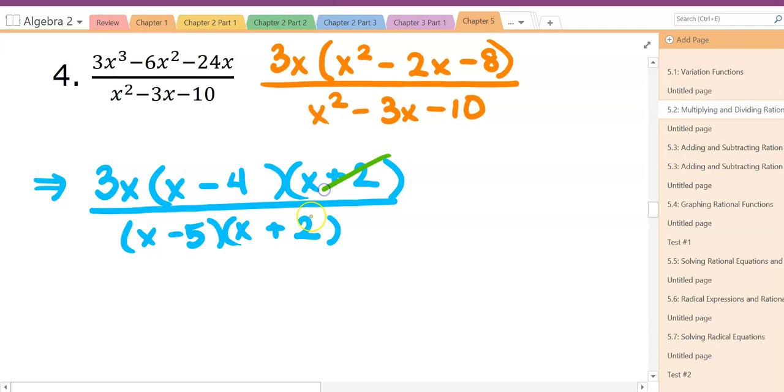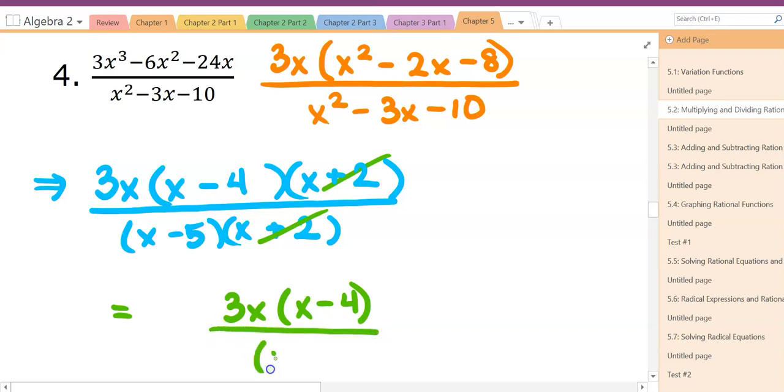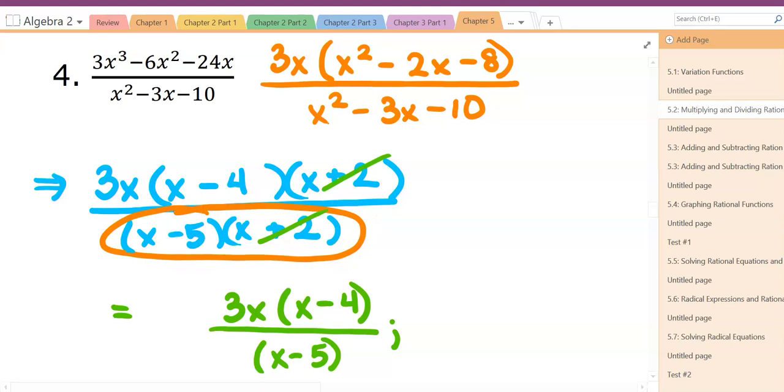So my x plus 2's cancel each other out, and I'm going to be left with 3x times x minus 4 on the top. I'm not going to worry about distributing that 3x back in. I'm just going to leave it factored. And then on the bottom, I have x minus 5. Now, coming back to this original denominator here, that's where you want to look to find those excluded values. And so for this one, x cannot equal +5, and it cannot equal -2.